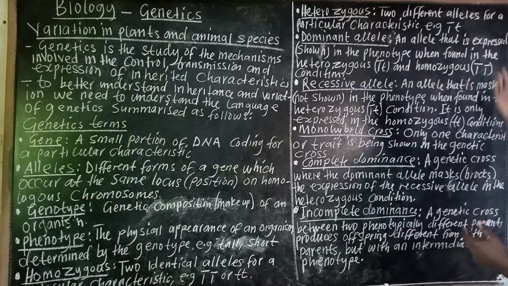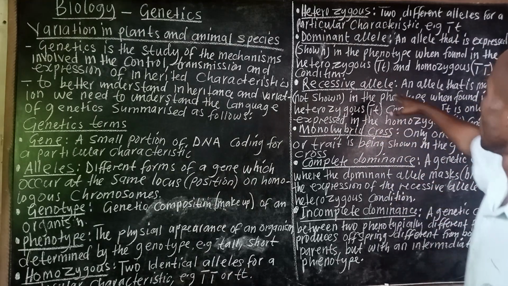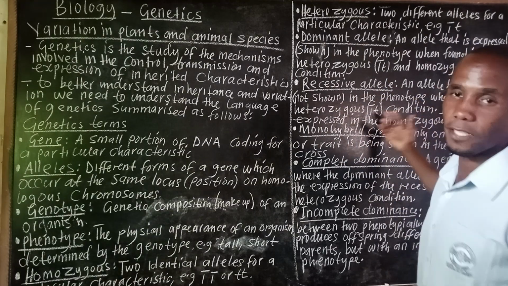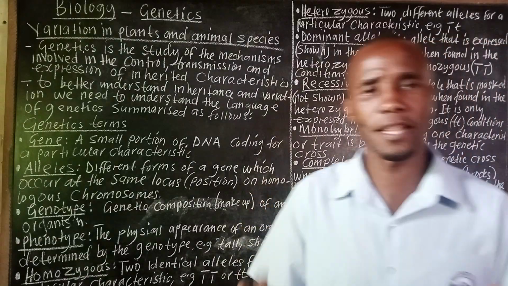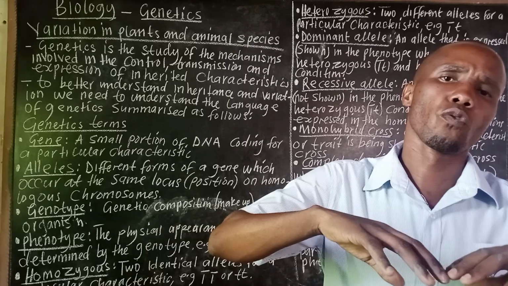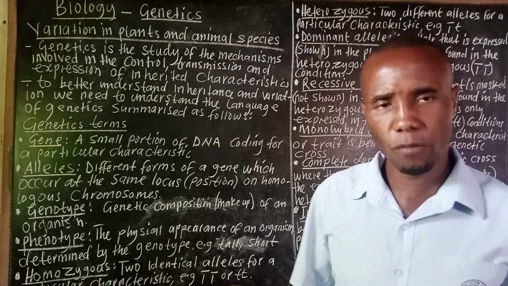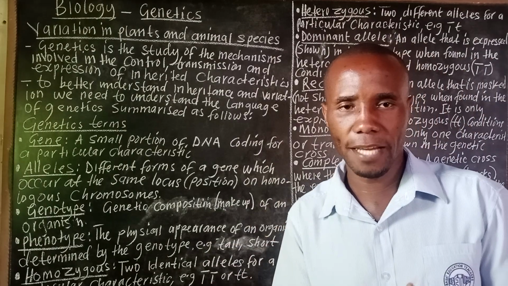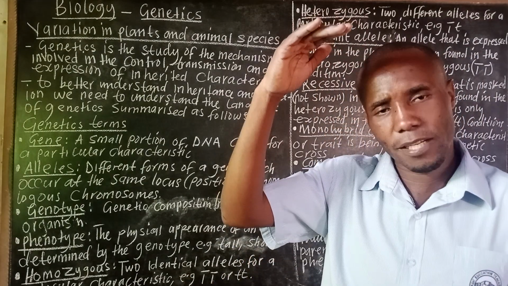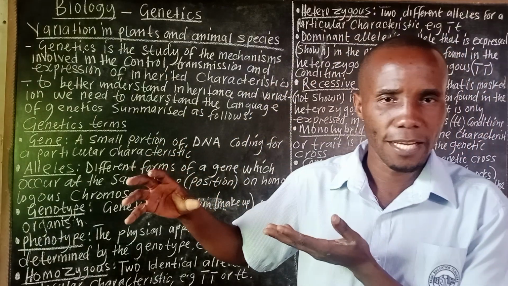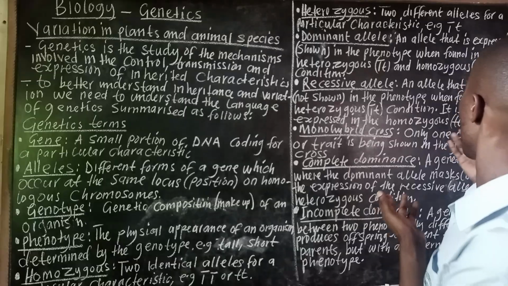An allele that is expressed, shown in the phenotype when found in the heterozygous Tt and the homozygous TT, that is the dominant allele. So the dominant allele is the one that is able to be seen or shown outside. For example, when you have the capital letter T in heterozygous with small letter t, the one which is seen outside is the capital letter T, and that one is called the dominant allele. That is the example we have here.